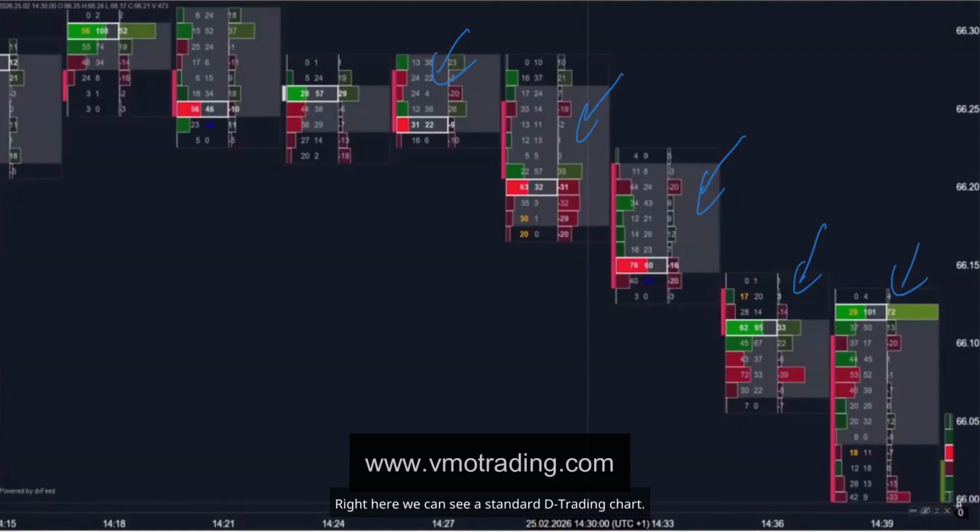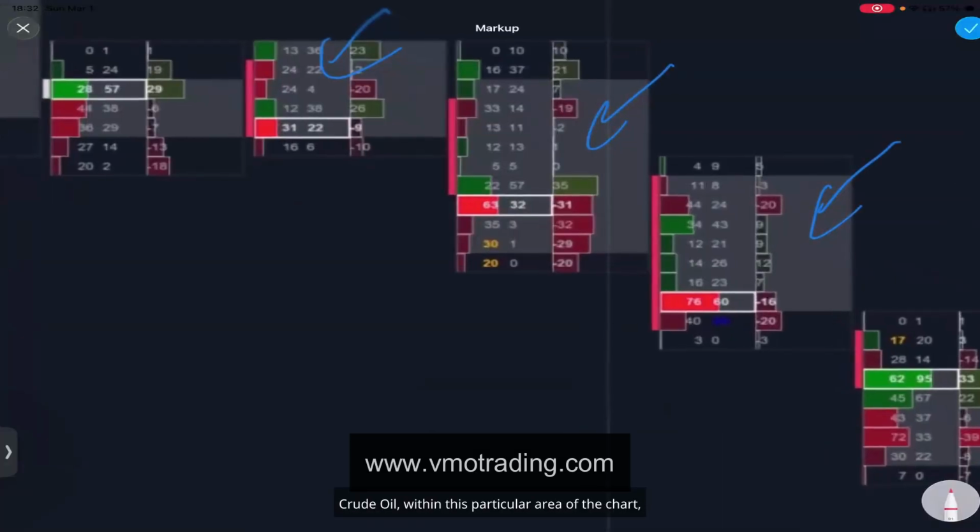Right here we can see a standard D-trading chart. Looking specifically at the market for light sweet crude oil within this particular area of the chart, you can clearly observe a very strong concentration of negative deltas, which are further combined with significant negative imbalances in the order flow. As we can see, the following candlestick is currently finding it impossible to break through this area to the upside.